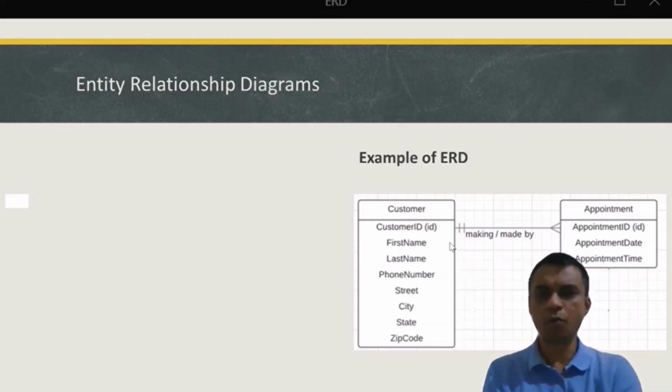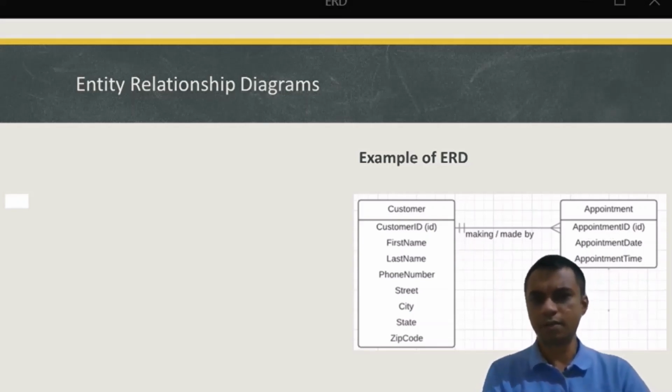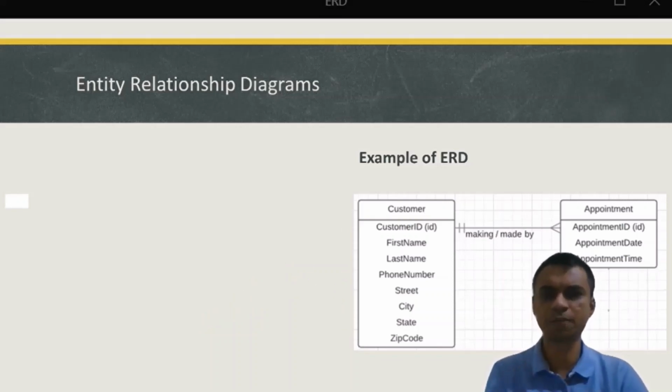So now can someone tell me what these items listed under the customer box are? Think about it. And similarly, there are some items listed under the appointment block. Right. So these are attributes, right? The entity customer has the following attributes: customer ID, first name, last name, phone number, street address, city, state, zip code. And the appointment entity similarly has three attributes: appointment ID, date, and time.